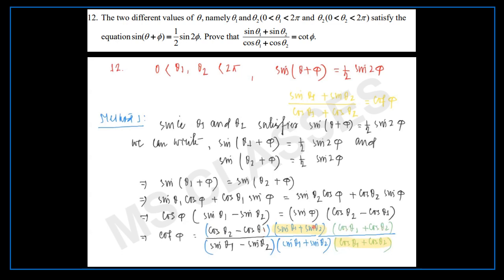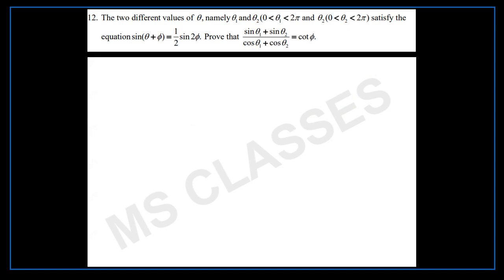If we don't touch this one, which we need as a proof, we have here A plus B into A minus B. That is A square minus B square. Now here A minus B into A plus B will also be A square minus B square. So we take it to the next part, that is cot phi equal to what we need as the proof, that is sine theta 1 plus sine theta 2, which we will keep unchanged. We will not touch this part, and cos theta 1 plus cos theta 2.